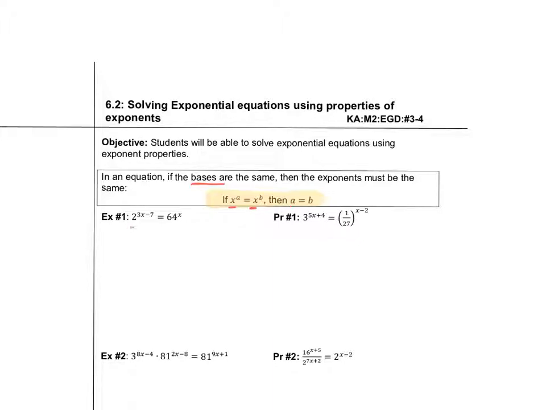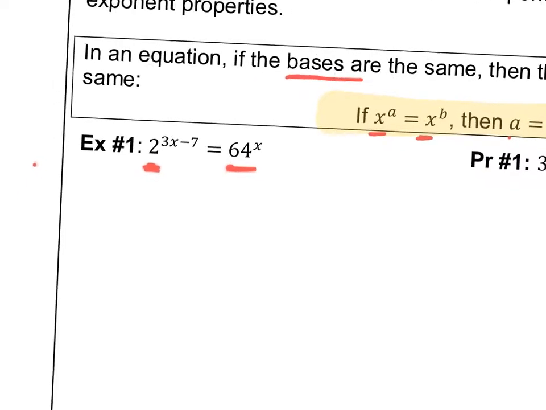So for example, in example 1, we want both these bases to look like a 2. And as a little hint, you always want to go for the things that you can't reduce anymore, so 2, 3, 5, 7s, or your prime numbers. So let's go ahead and zoom in here. Let's do example 1 together.